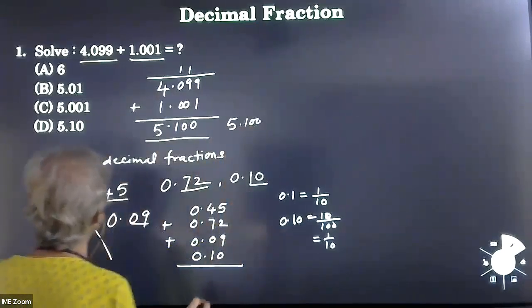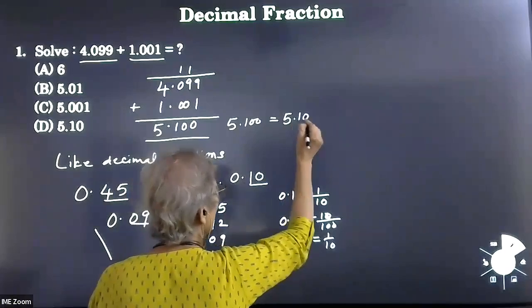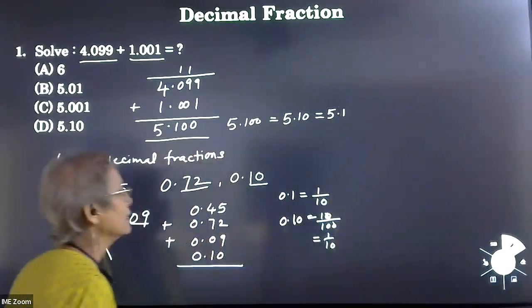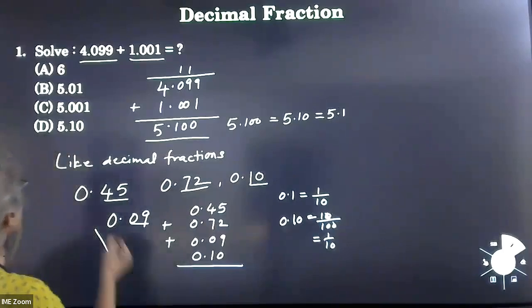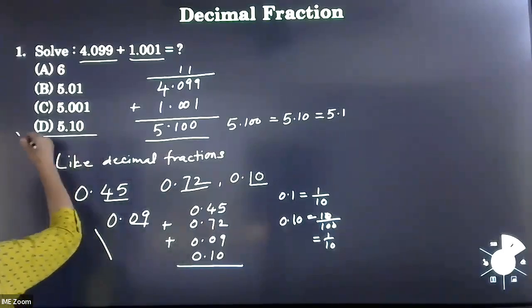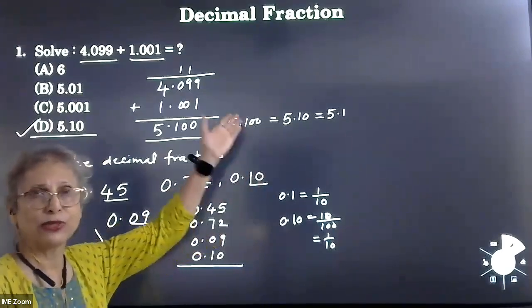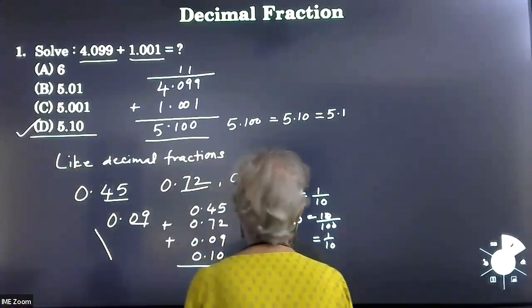5.100. But this is equal to 5.10. This is also equal to 5.1. So all the 3 answers are right. Now what is given in our option? This is given D. So this is the correct option. This sum was simple. It was just an addition sum. So let us move to the next question.